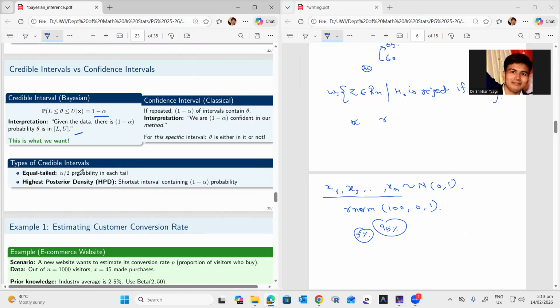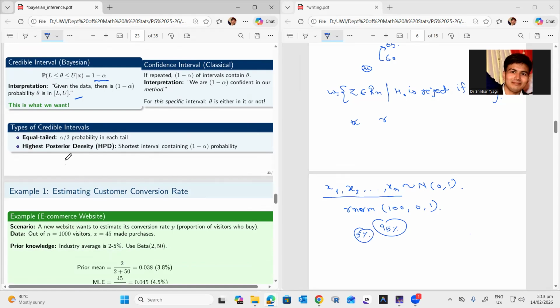And the types of credible interval: the equal-tailed interval, where alpha by 2 is the probability in each tail, and second, the highest posterior density interval, which is the shortest interval containing 1 minus alpha probability. Right, that is basically the introduction to Bayesian inference, and why we need Bayesian inference instead of classical estimation theory.